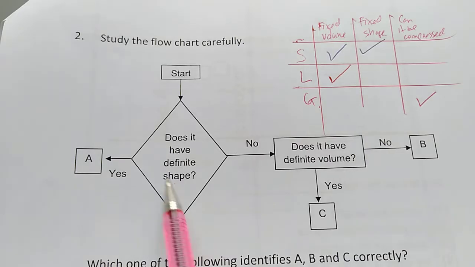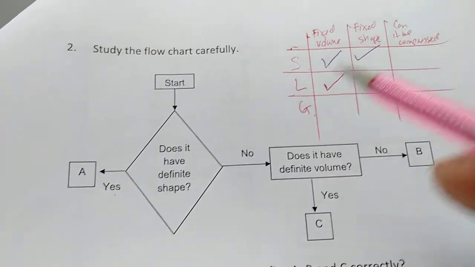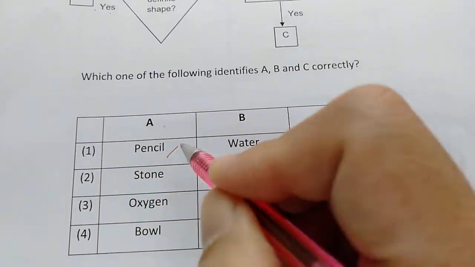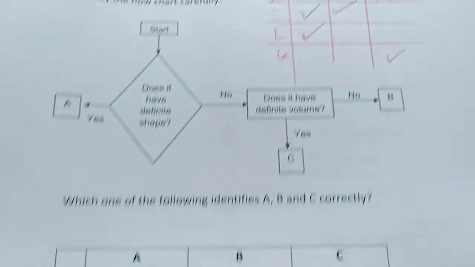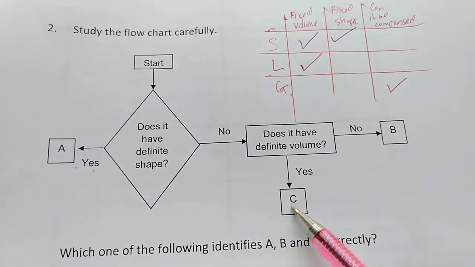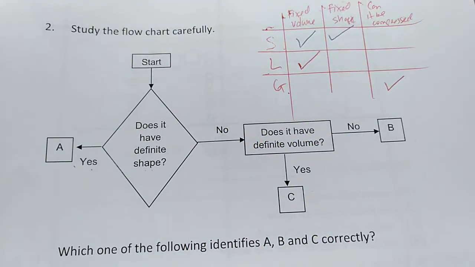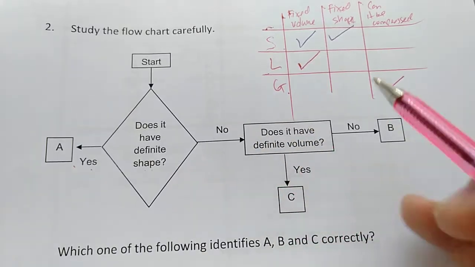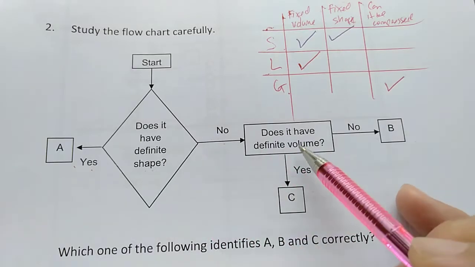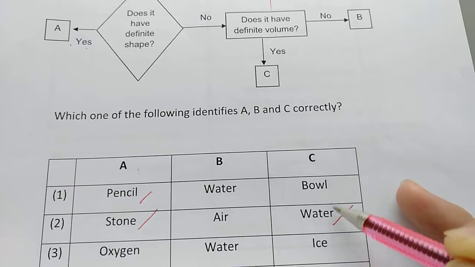So does it have a definite shape? Yes, and that tells you that definite shape, right? That tells you A must be a solid. So I have solid, solid, solid. Now next one. Does it have a definite shape? No. That means B and C both have no definite shape. They're all on this side of the flow chart here. Does it have a definite volume? Yes. So something with no definite shape but has definite volume, C must be a liquid. So C must be a liquid. Okay, and that's the answer.